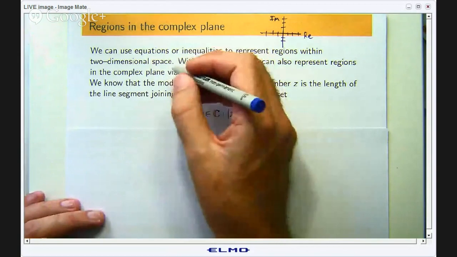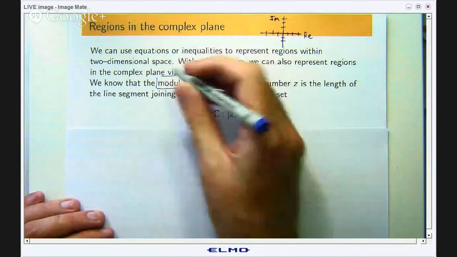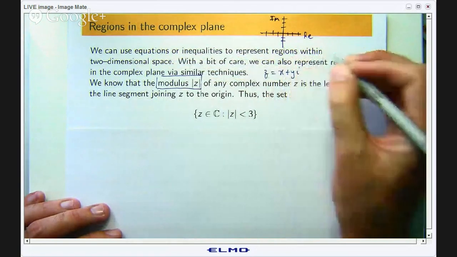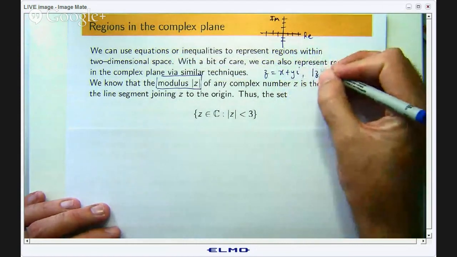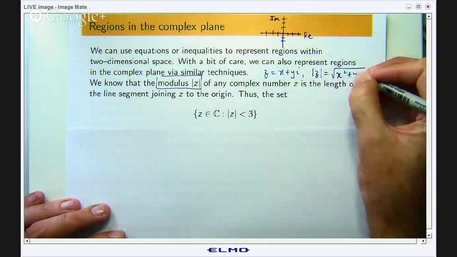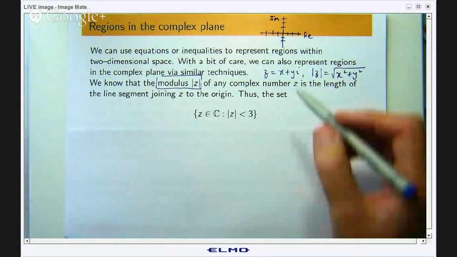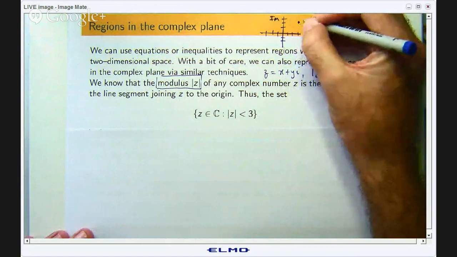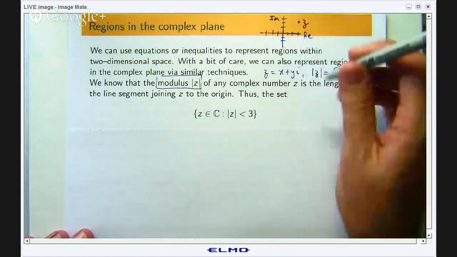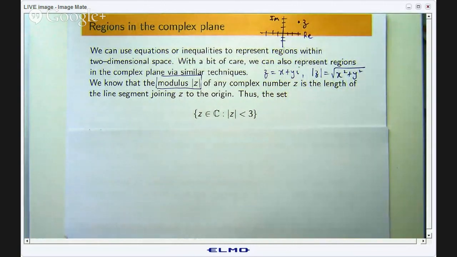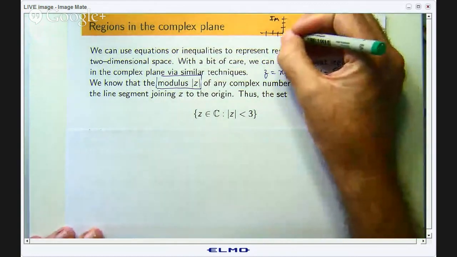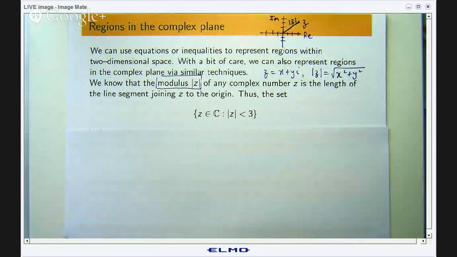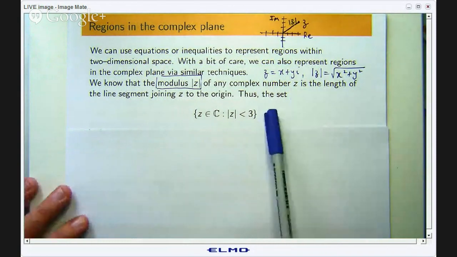So for a complex number z, we talk about the modulus of z, right? So if z equals x plus yi, where x and y are real, the modulus is just the square root of the sum of the squares of the real part x and the imaginary part y. Okay, now geometrically, if you have, say, a point lying in the complex plane, then the modulus is just the length of the line segment from the origin to the point.